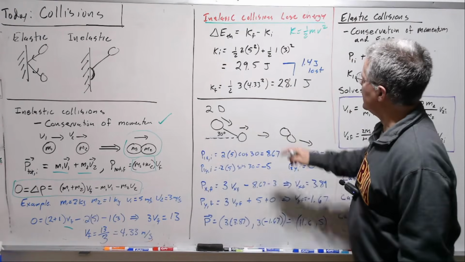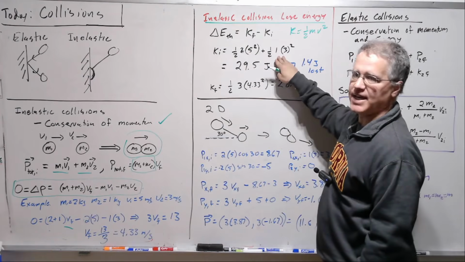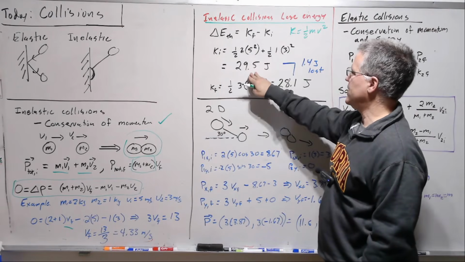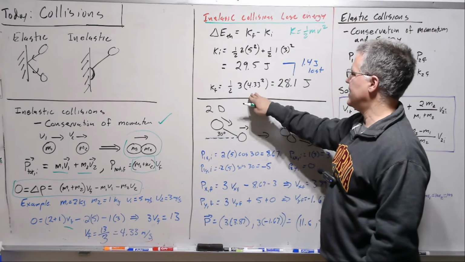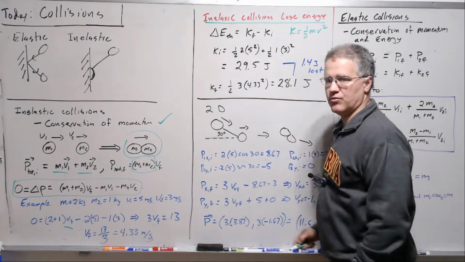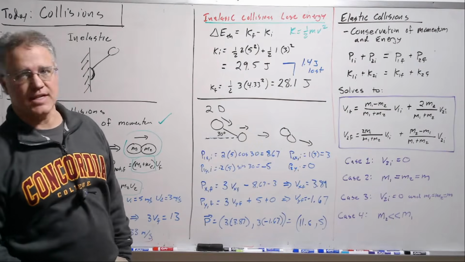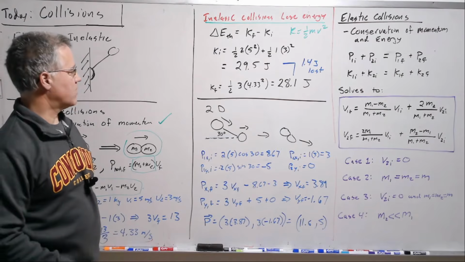And so initially, we have the kinetic energy of 1 plus the kinetic energy of 2. That gives us our total kinetic energy. That works out to be 29.5 joules. And then we take the kinetic energy of the final unit, works out to be 28.1 joules. So we indeed lose a little bit of energy. Energy is lost. We have less energy after than before.